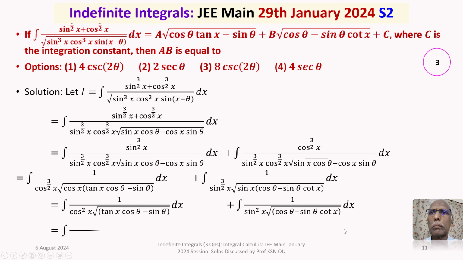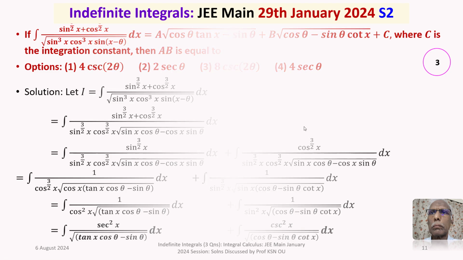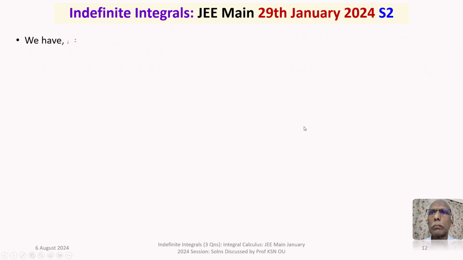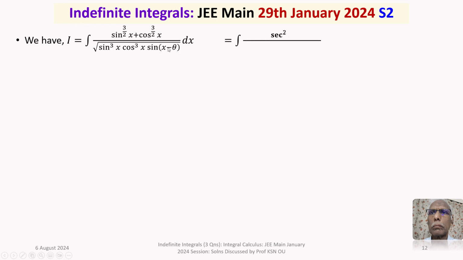So thus we have I equal to the integral of 1 by cos square x, which we have written as secant square x, plus 1 by sin square x, which we have written as cosecant square x. Right. Let's now go to the next slide. The given integral is split into a sum of two integrals. These are the two integrals we saw in the last slide.